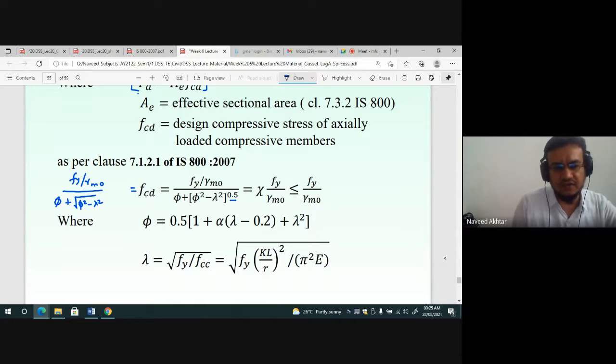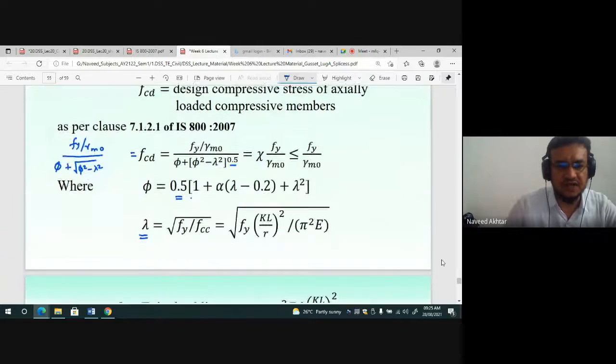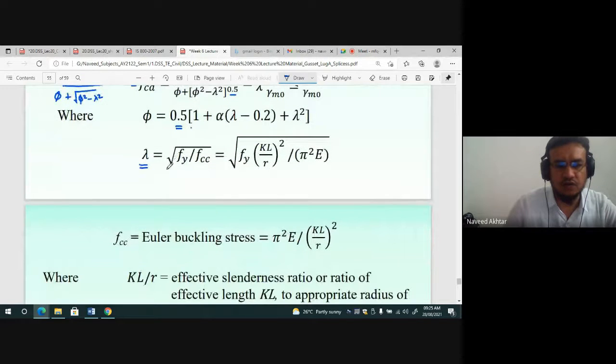Where phi is 0.5 into the bracket 1 plus alpha, where alpha is the imperfection factor, into lambda minus 0.2 plus lambda square. How to find lambda? Lambda is the non-dimensional effective slenderness ratio, that is under root of Fy upon FCC, and it is equal to Fy into KL by R square. Lambda is nothing but the slenderness ratio, and FCC is the Euler buckling stress, which is pi square E upon KL by R square.